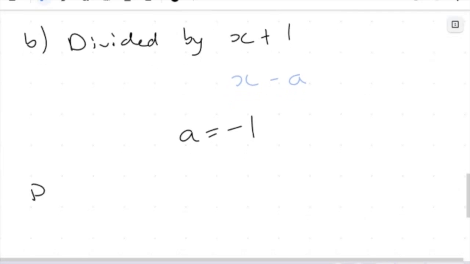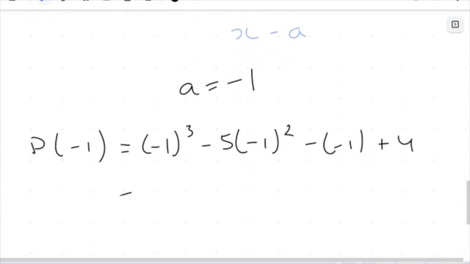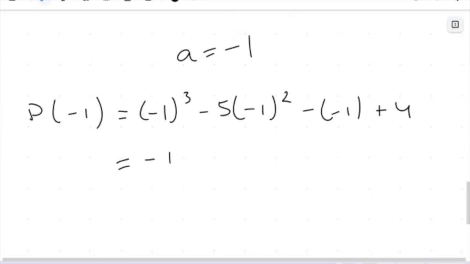And that's what I'm going to sub in to my polynomial equation. So I'm going to get p of negative 1, substituting that in for my a, equals negative 1 cubed minus 5 times negative 1 squared minus negative 1 plus 4. And once you put that into your calculator, you should get negative 1. So therefore we can say our r, our remainder, is negative 1.